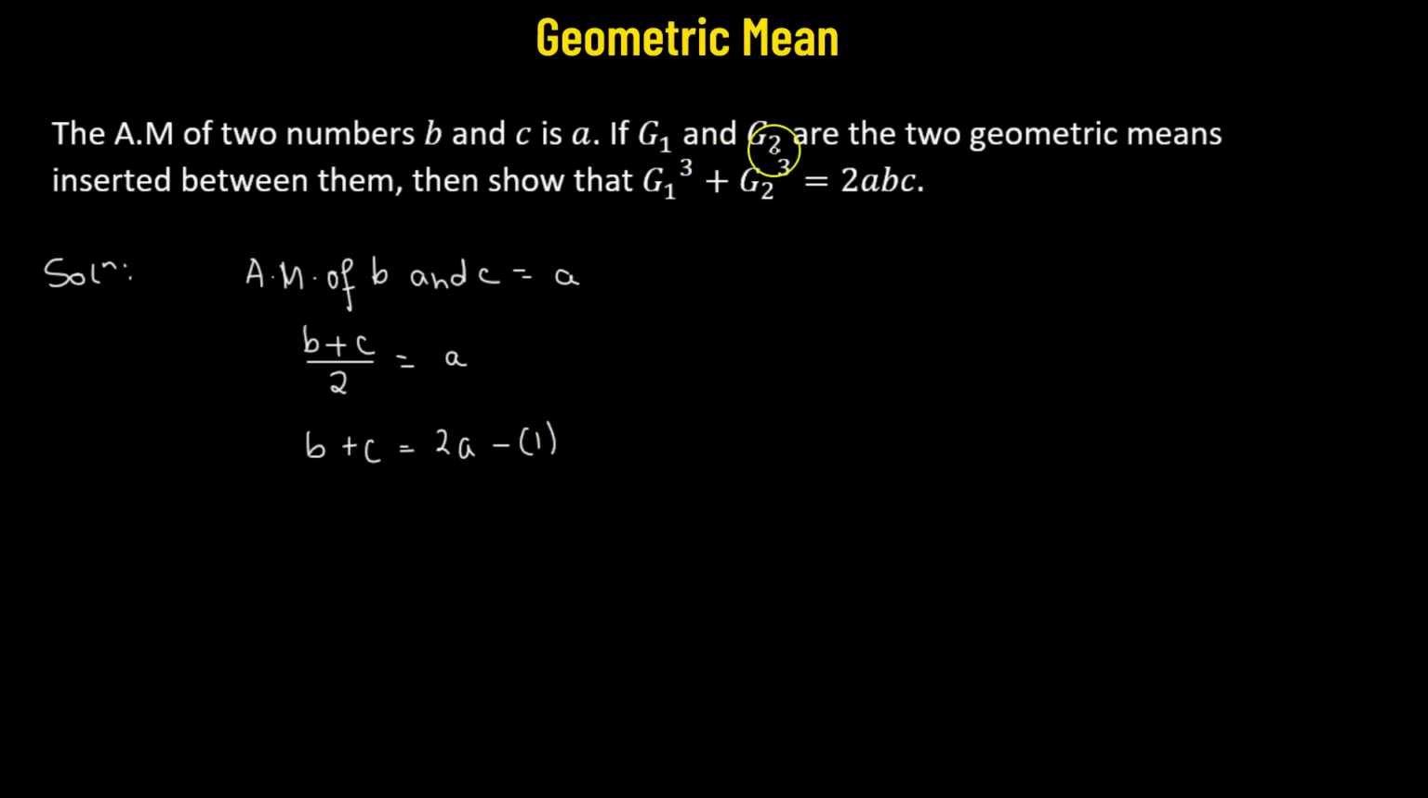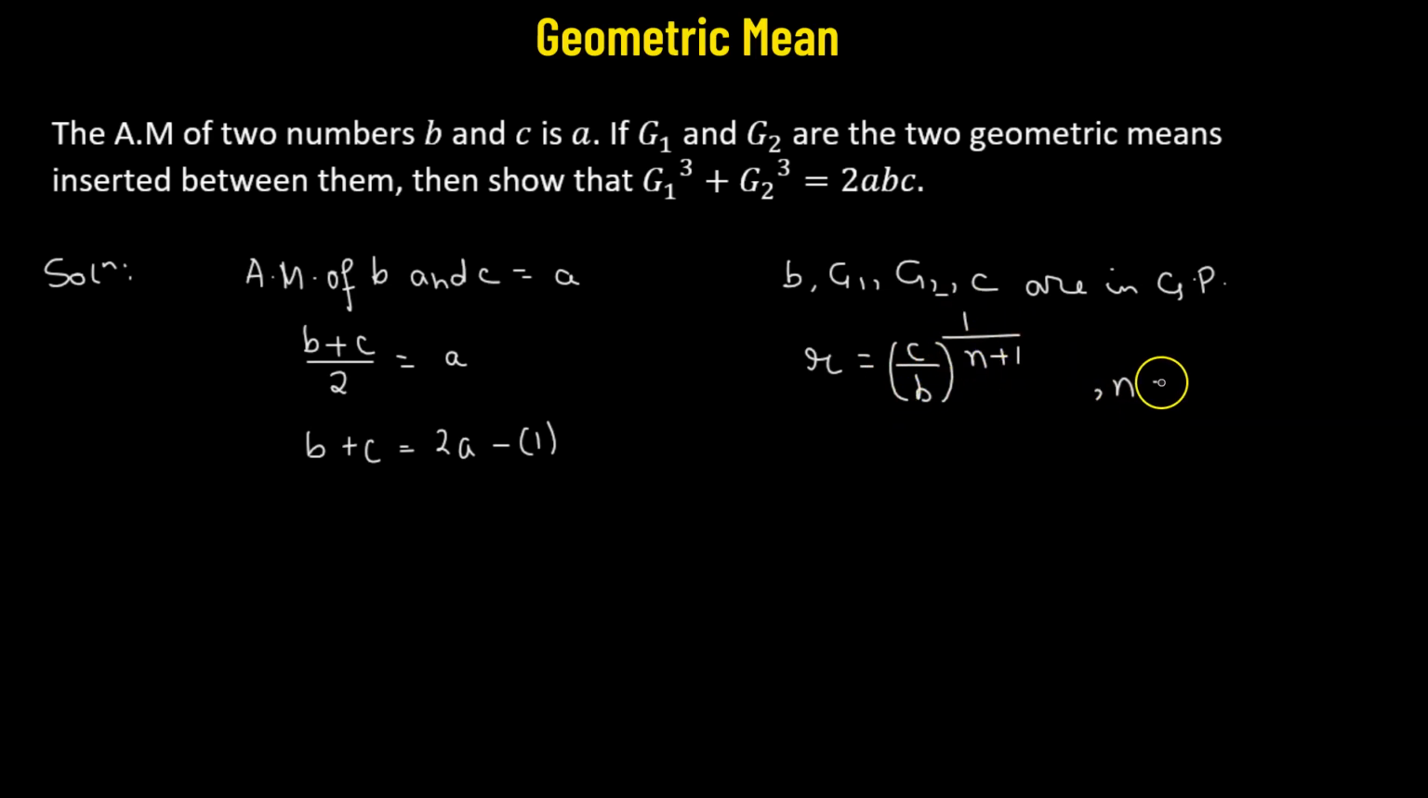Then it's given that g1 and g2 are two geometric means that have been inserted between b and c. That means b followed by g1, g2 and c. So these four numbers are in geometric progression. Now we can find out the common ratio. The common ratio is defined as the last term, which is c, divided by the first term, raised to the power of 1 over n plus 1.